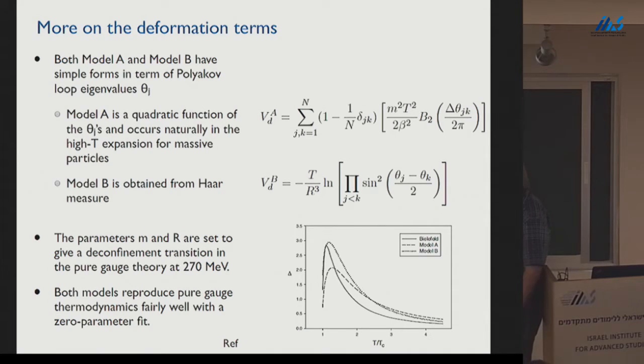Okay? And it's essentially 0 below the transition. It's essentially 0 at high temperatures. It has a peak near the transition. The solid line is lattice data, and model A and model B are here. And they don't look terribly impressive, I think, until you realize that this is a 0 parameter fit. There are no free parameters in these fits. Okay? So they both do a pretty good job of representing the physics of the pure gauge theory. Okay?